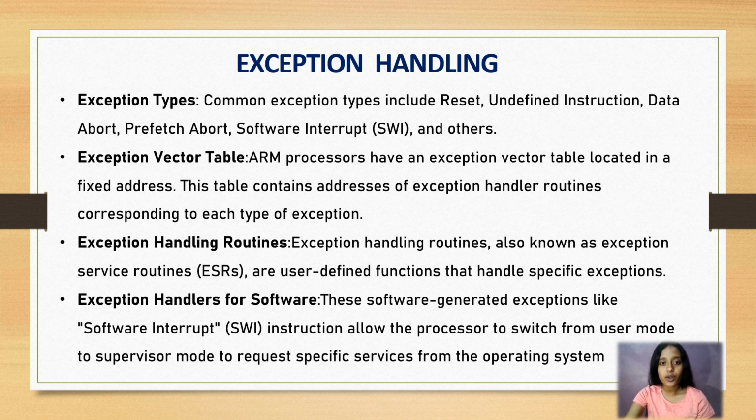Now let us look at how the processor will handle these exceptions. Exception types include reset, undefined, data abort, prefetch abort, software interrupt, and many others. The handling is done by the vector table. The processor has an exception vector table located at a fixed address. This table contains the addresses of exception handler routines corresponding to each type of exception.